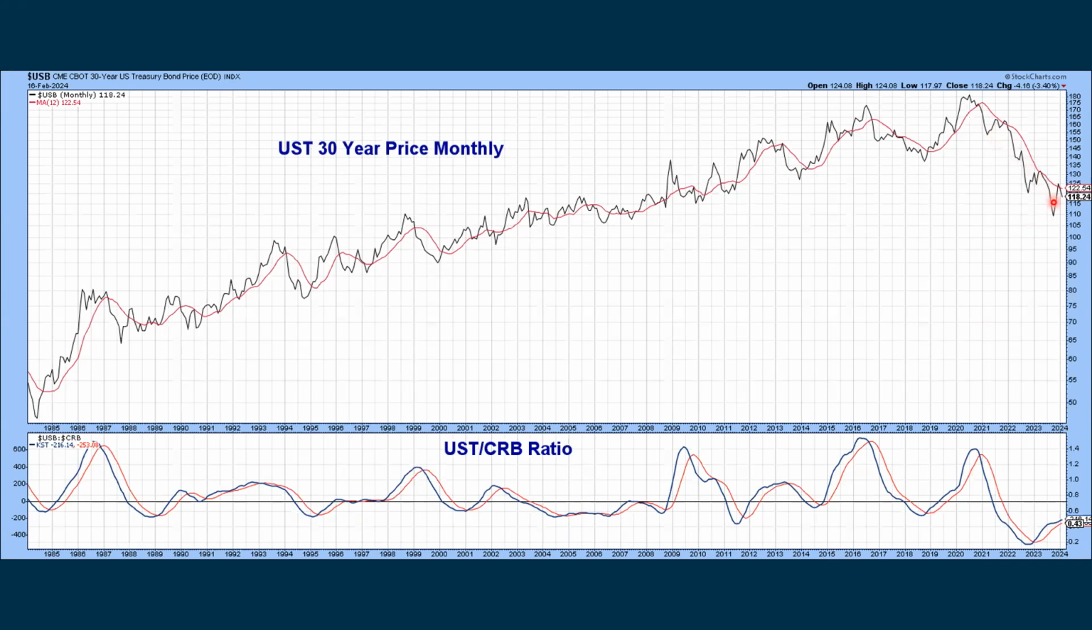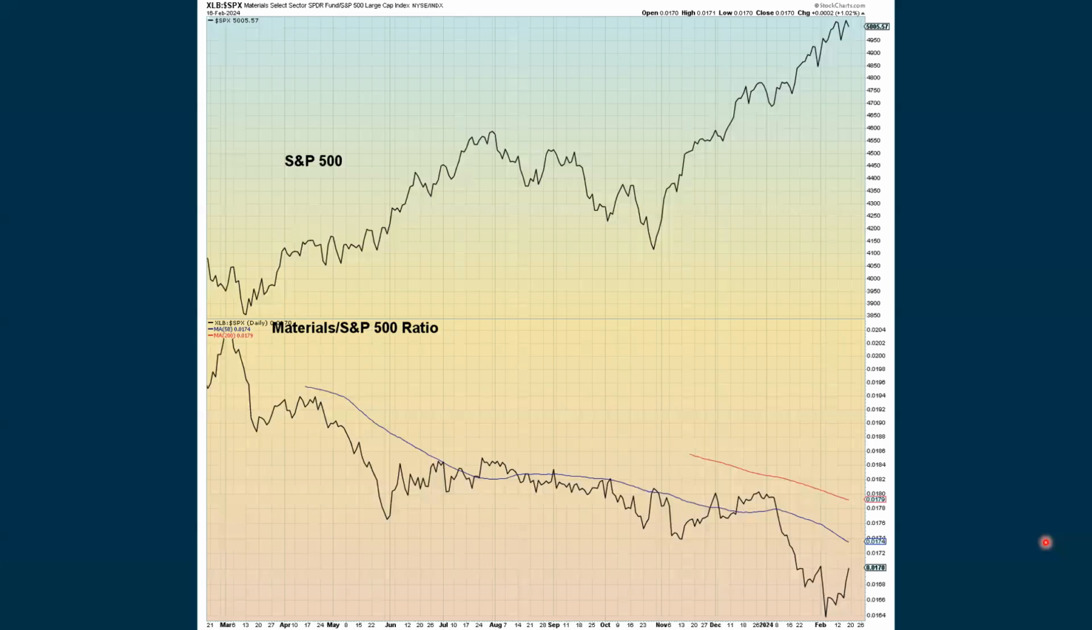Then this is a monthly chart of the longer-term bond ETF, which still continues to be in a downward trend when we look at it based on price. When we do a ratio between the price of the long-term bond and the CRB index, it shows the bonds continue to outperform.